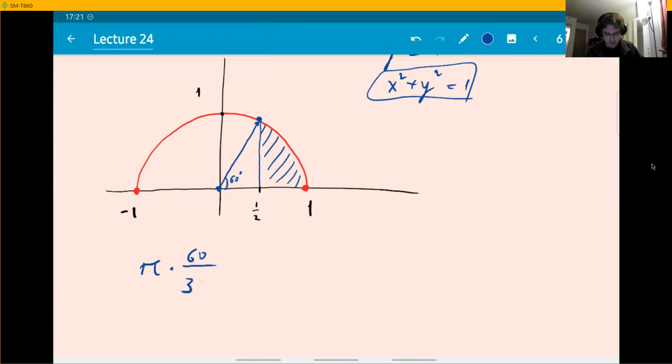So it's something like this. The proportion of 60 to the whole 360, the entire circumference, times the area of the entire circle. That's the area of the pizza slice. What you have to do with this is subtract the area of the triangle.